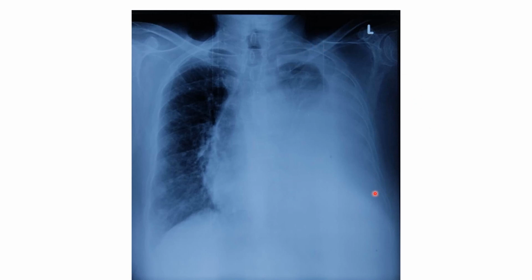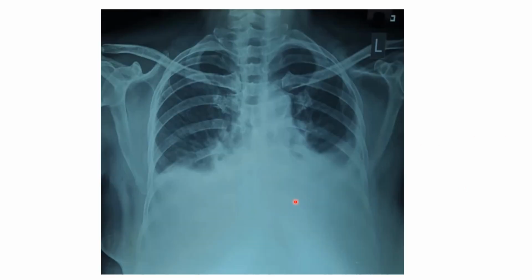So it's not a complete white-out, but partially white-out. We can see a little bit of lung up here, but the trachea is shifted to the opposite side. Mediastinum is also shifted to the opposite side. Again, it is a case of massive pleural effusion. Here you have fluid up here and a little bit of blunting here. So likely bilateral pleural effusion.